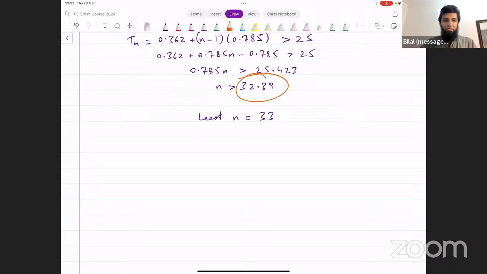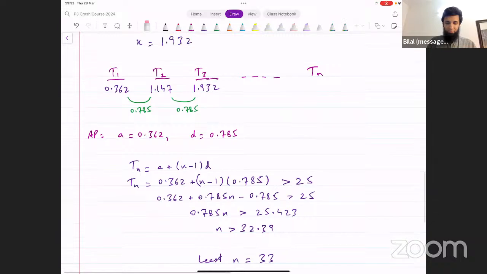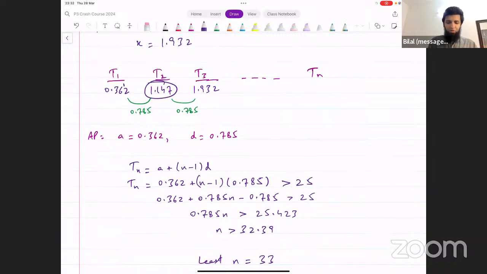Sir, how did we find the value of d? We're just subtracting them. T2 minus T1, that's also 0.785. T3 minus T2, that's also 0.785. So in an arithmetic progression, the difference is constant, right? So just find the difference of any two consecutive terms, subtract the previous term from the next term, and that gives you the difference.